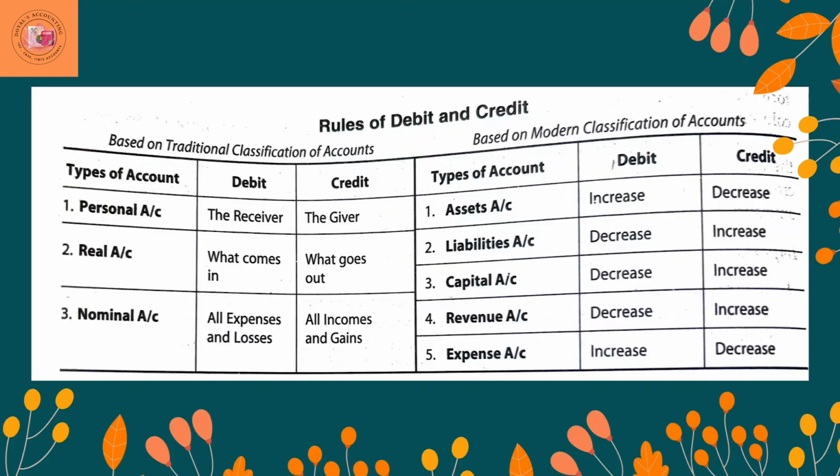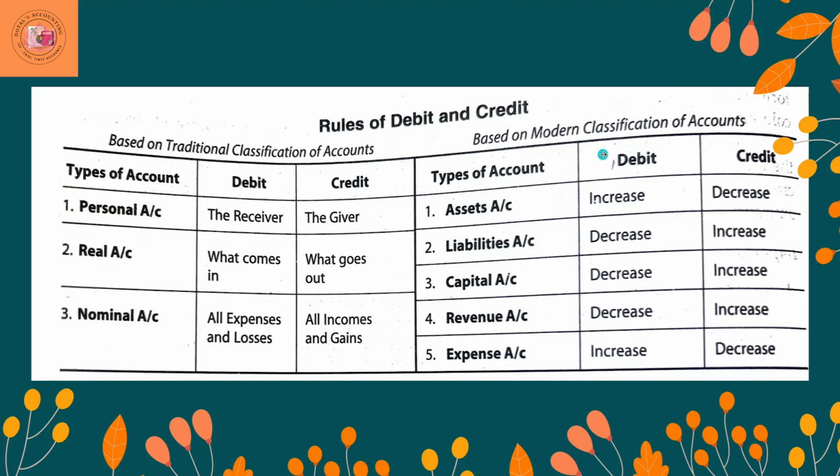Before we head on to writing our journal entries, let's once again go over the rules of debit and credit. So, the rule for a personal account is debit the receiver, credit the giver. Real account, debit what comes in, credit what goes out. Nominal account, debit all expenses and losses, credit all incomes and gains. So, what's a personal account? Personal accounts may involve the accounts of human beings, capital, drawings, etc. Real accounts deal with tangible and intangible assets. Nominal accounts deal with expenses and incomes.